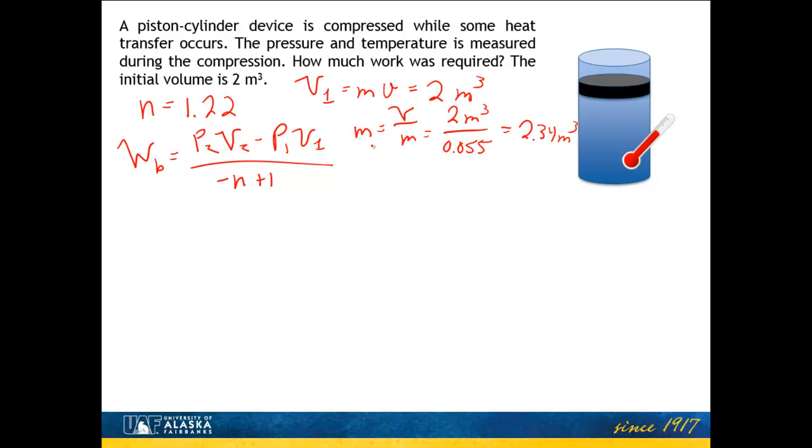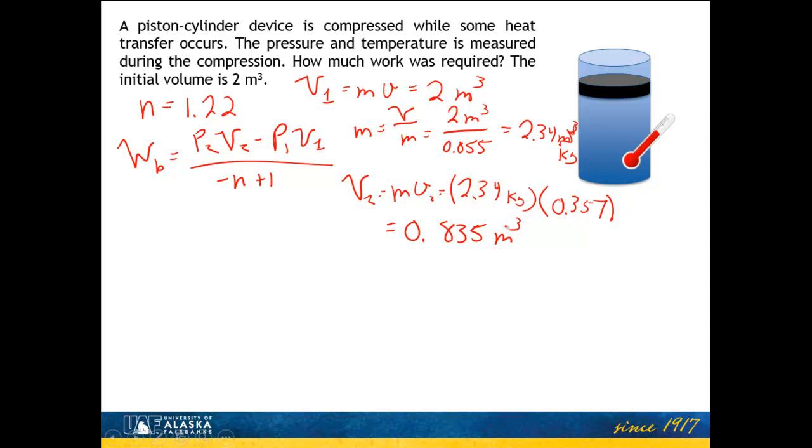And now I can use this mass, because that's fixed, to calculate what the final volume is. The final volume again will be m times v2. So that mass of 2.34, oh, I'm sorry, that's not meters cubed, that's 2.34 kilograms, and the final specific volume was 0.357. It's again on that Excel spreadsheet. So I see that the final total volume is 0.835 cubic meters.